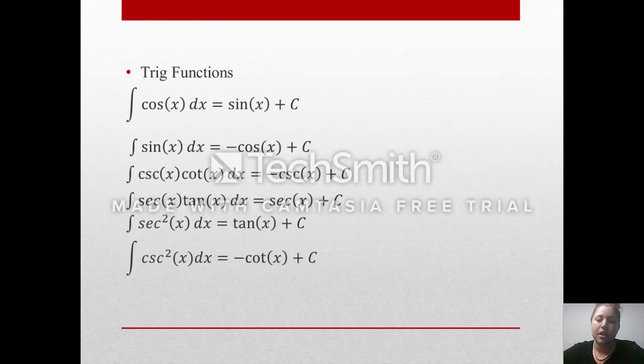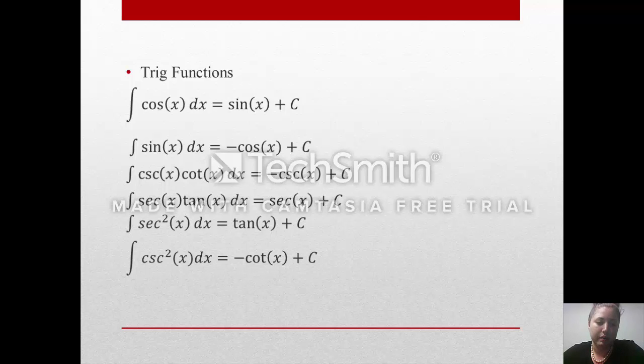Trig functions are just like log functions in that they have special derivatives, so they'll have special antiderivatives. We know the derivative of cosine is negative sine, so the antiderivative of sine equals negative cosine. And the same goes with cosine and sine. If you take the antiderivative of cosine, it equals positive sine because the derivative of sine is positive cosine.